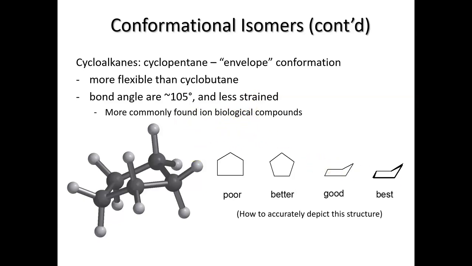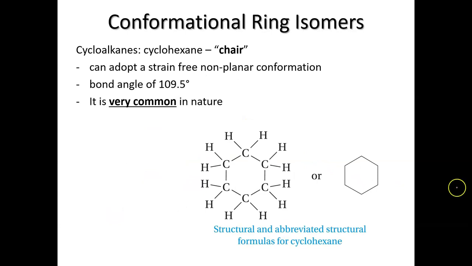And finally, we're going to look at cyclohexane, where we have 1, 2, 3, 4, 5, 6. More often, we're going to draw it without all the hydrogens because the hydrogens just make it more complicated than it needs to be. So typically, you'll see it drawn out like this. Very common in nature. It also has 109.5 degree bond angles, so it has the normal bond angles, so it's not that strained.